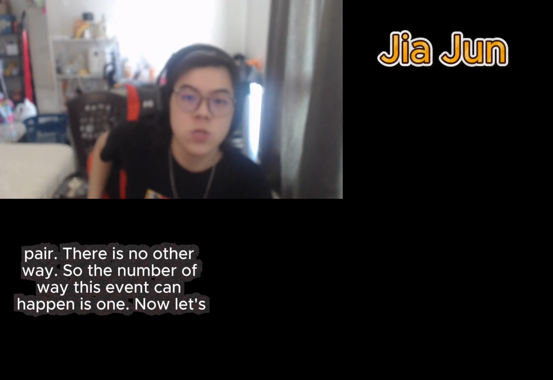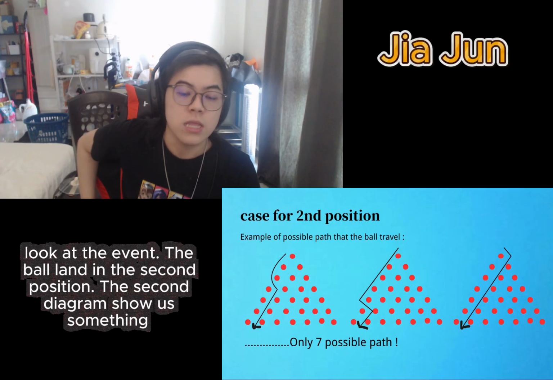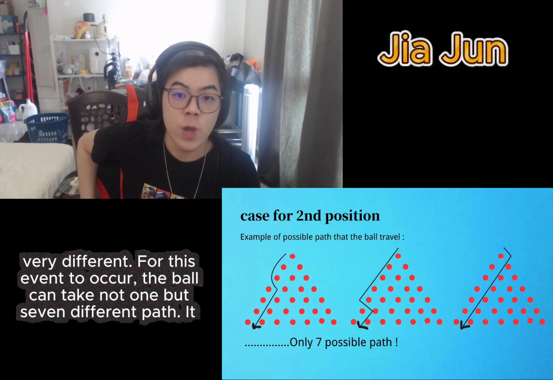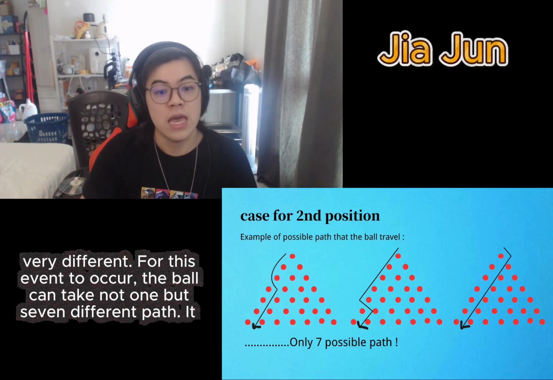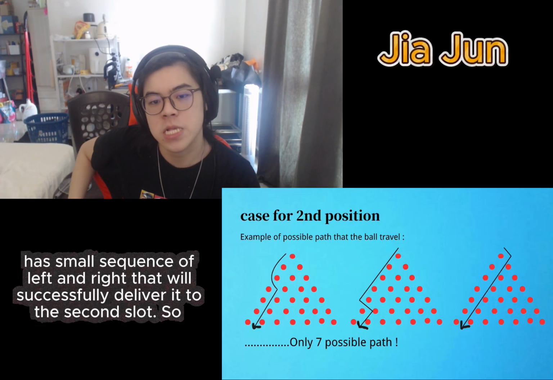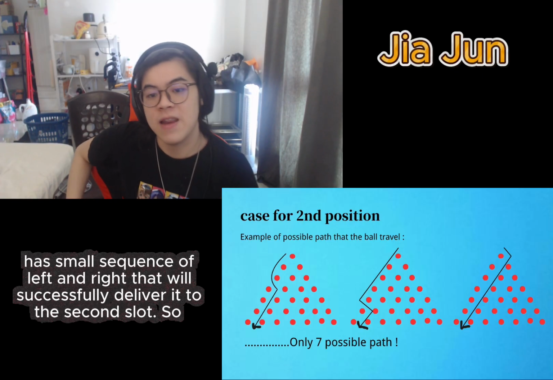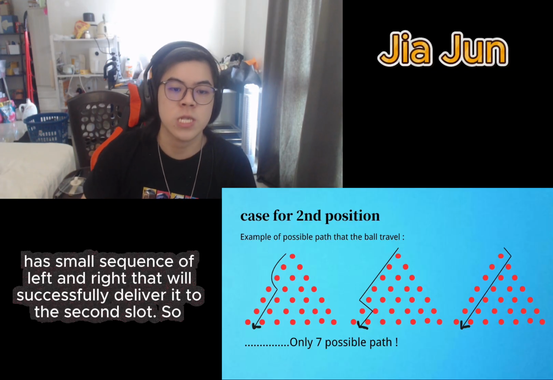Now, let's look at the event the ball lands in the second position. The second diagram shows us something very different. For this event to occur, the ball can take not 1 but 7 different paths. It has more sequences of left and right that will successfully deliver it to the second slot.